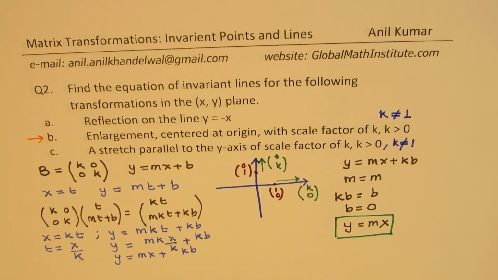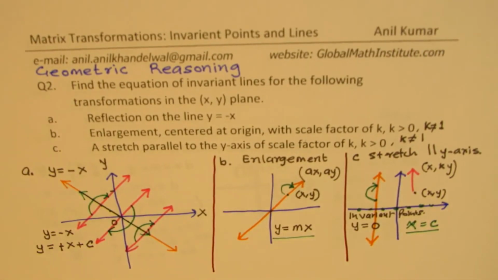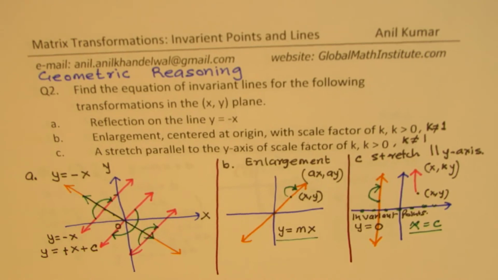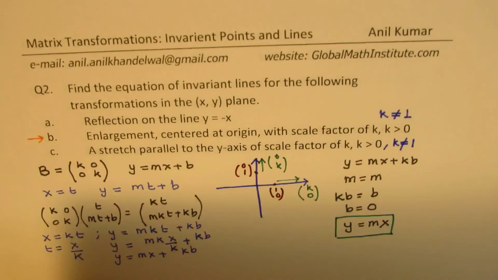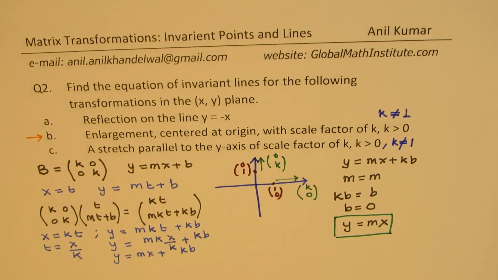Perfect. So that is what we also got when we did it geometrically, that y equals mx are the invariant lines when we are considering enlargement centered at the origin. Perfect. So I hope the concepts are absolutely clear. Now let us take part C.